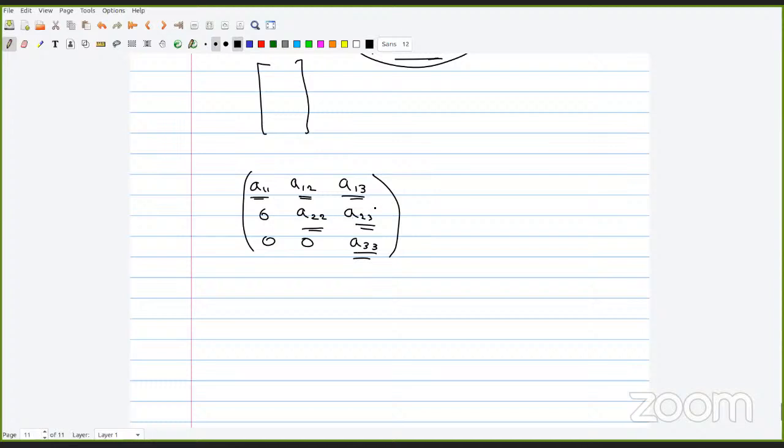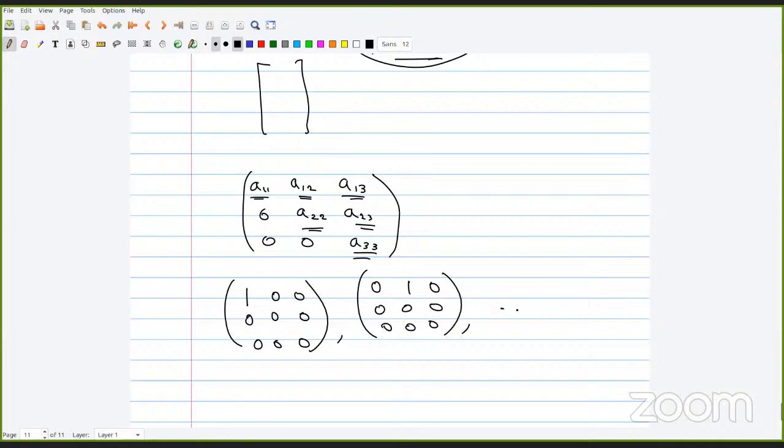Yes, so the dimension will be 6. Dimension will be 6. I mean, we can put any values. So what is the basis of this space? The basis of this space is 1 0 0 0 0 0, with 1 at the first position, and similarly the others. So how many will we get? 6. So the dimension is 6, right?